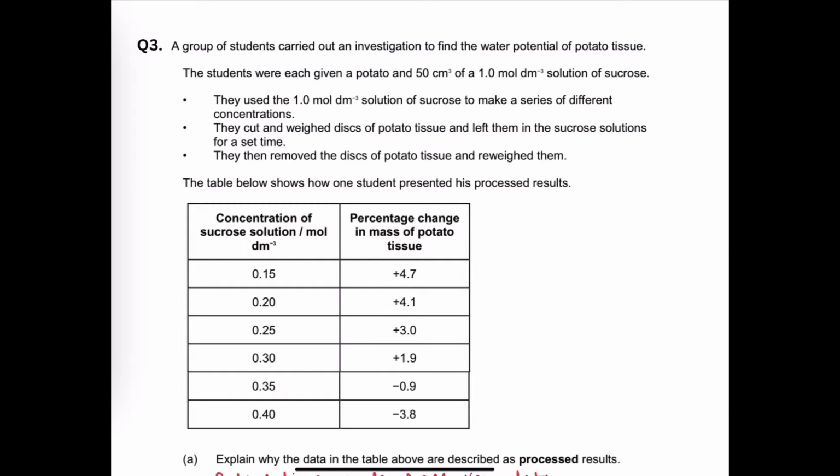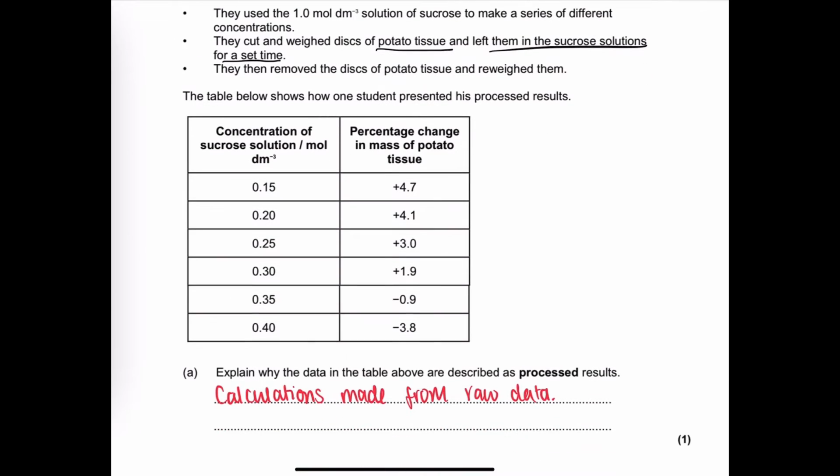Question 3. A group of students carried out an investigation to find the water potential of a potato tissue. These students were given a potato and 50 cm³ of 1 mole solution of sucrose. They used this solution of sucrose to make a series of different concentrations. They cut and weighed a disc of potato tissue and left them in these solutions for a set time. They then removed the discs and reweighed them. The table shows the processed results.